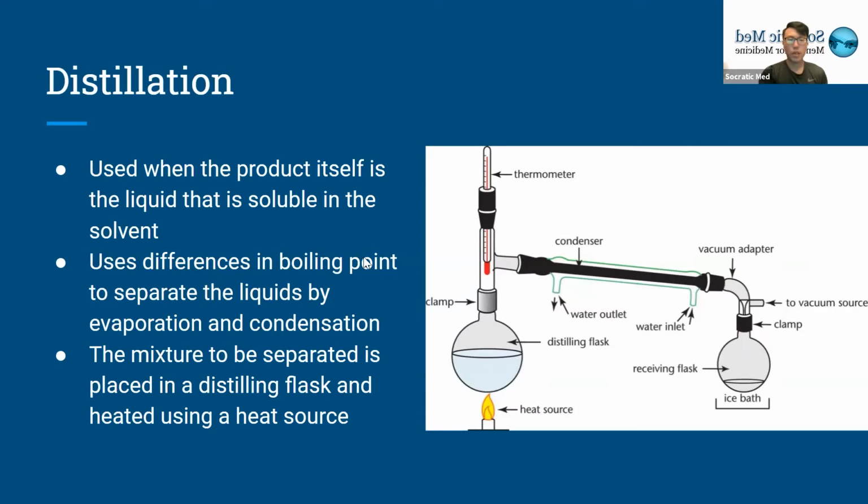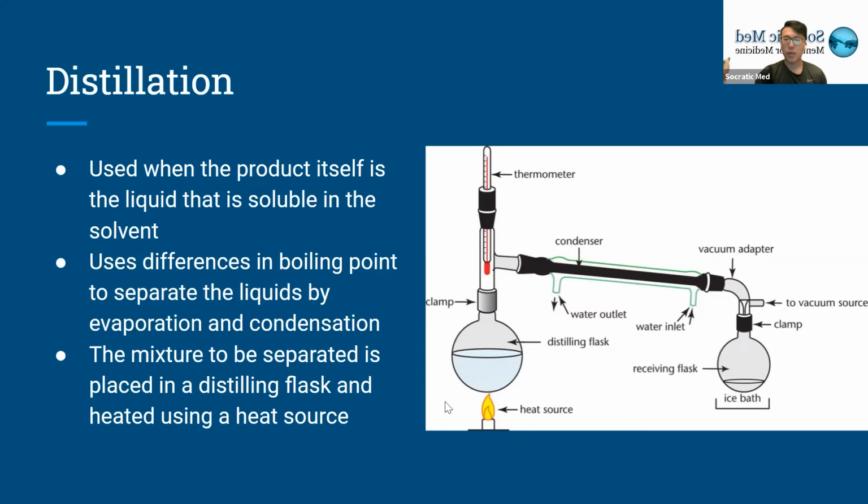Distillation utilizes differences in boiling points to separate the liquids. This is done through evaporation and then condensation. So the mixture to be separated is placed in a distilling flask and then heated using a heat source. As you can see in the picture on the right, the distilling flask will contain the liquid that you're interested in, and also whatever solution that it's mixed in.